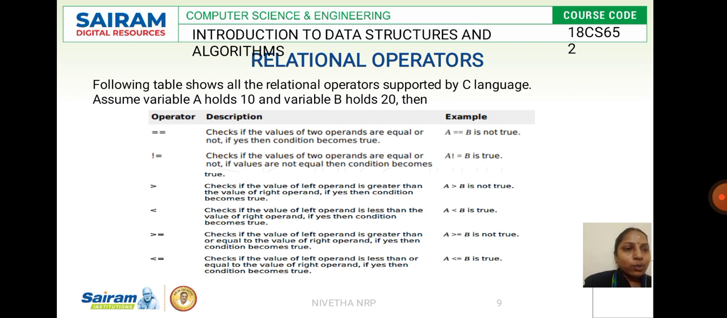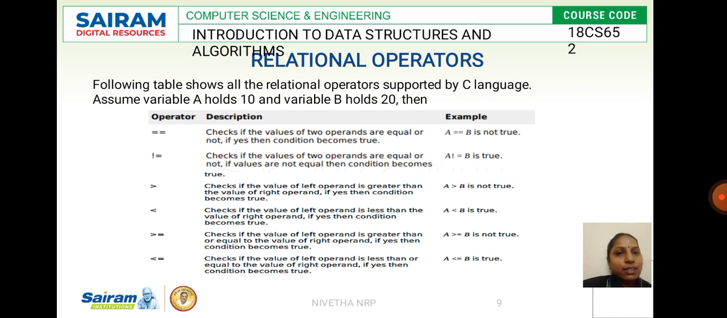When I give two equal to signs, it acts as equal to. It is called a relational operator. It is going to compare two variables. If a is equal to 5, it means that the value of a is compared with 5. If it is equal, it is going to print.